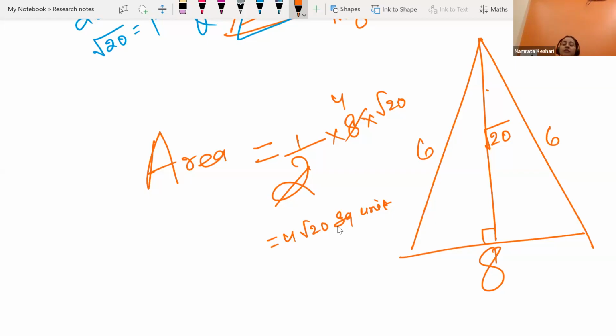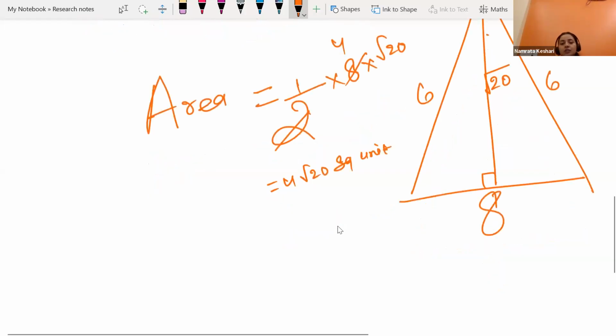If height is not given, we cannot use this formula, the older formula, our favorite formula, 1 by 2 into base into height. Okay, so till now we have not faced any problem, because purposefully we have given you such a question where height will be given. And purposefully in your book also you have got such a question where height used to be given. That's why you have not encountered such a scenario till now.